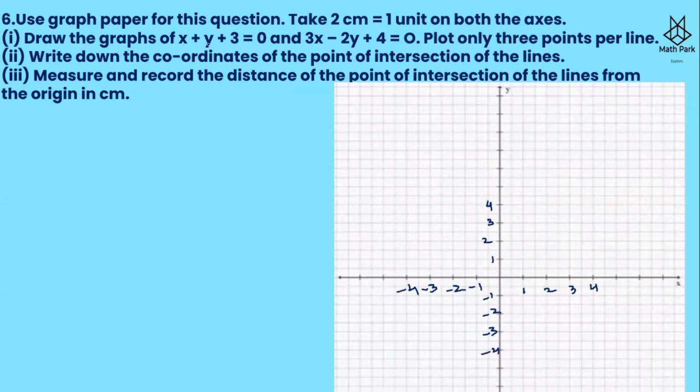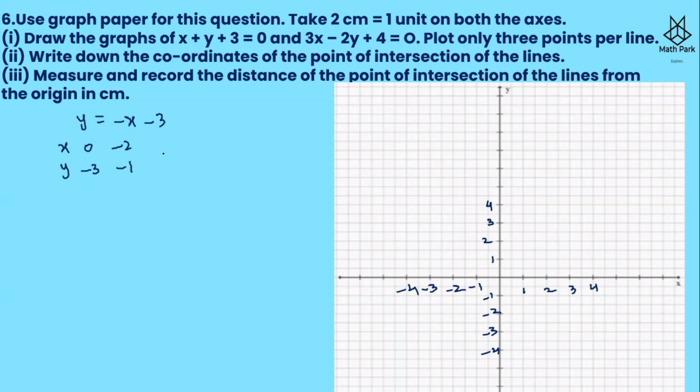The first line is x plus y plus 3 is equal to 0. So if I have to make y the subject, I get y is equal to minus x minus 3. So let us create the table x and y. If x is 0, you get y is equal to -3. If x is -2, minus of minus is +2, and then 2 minus 3 we get this as -1.